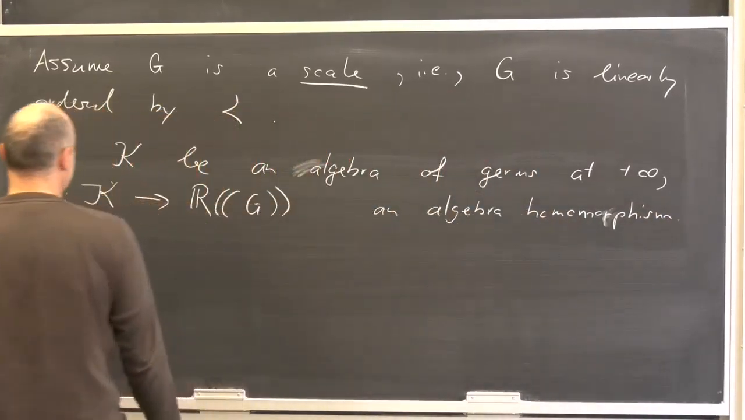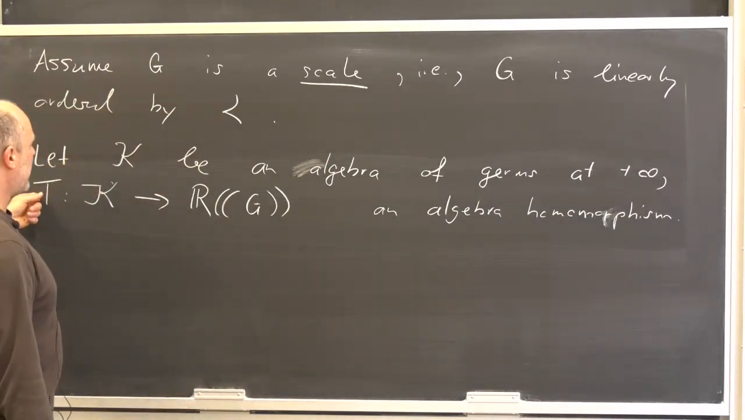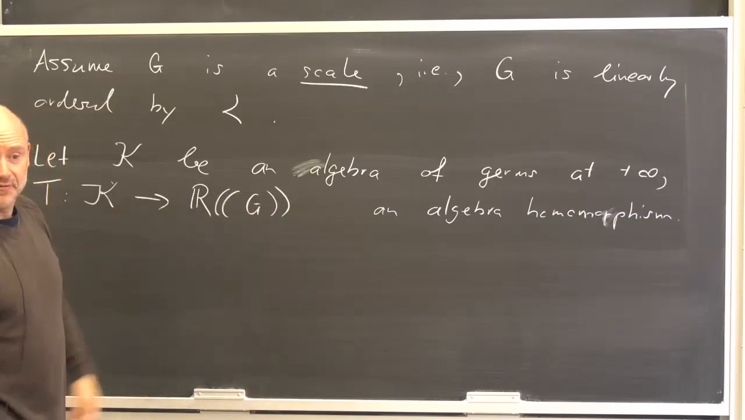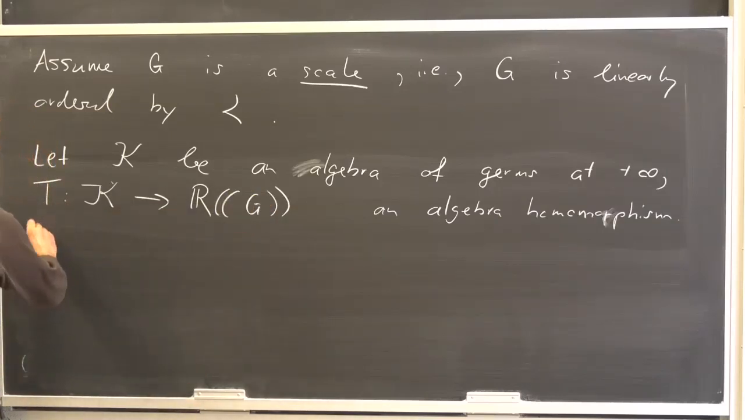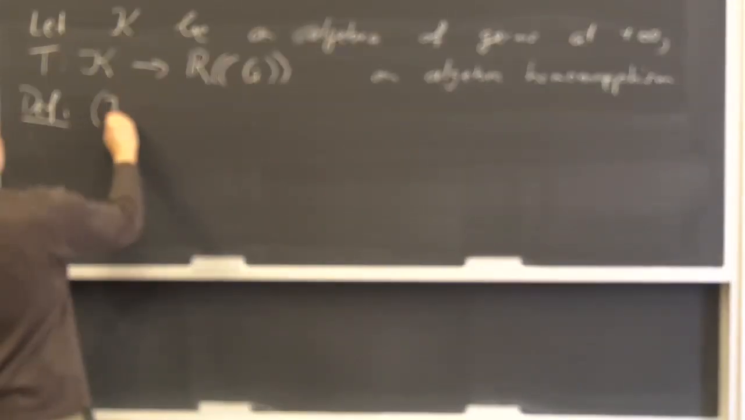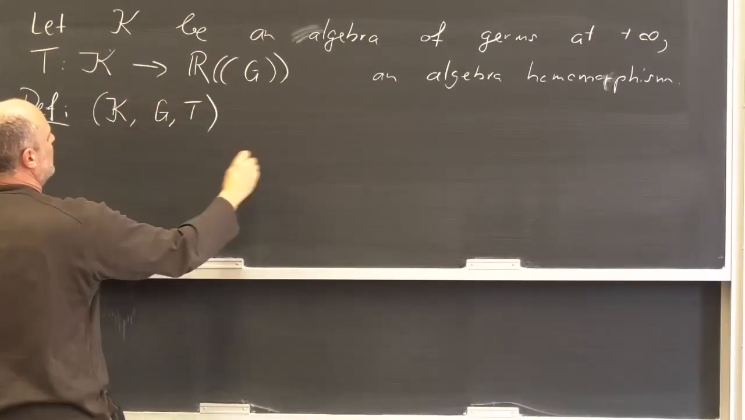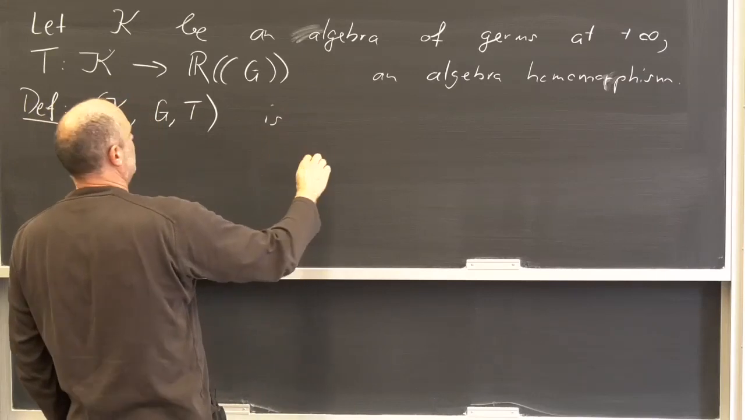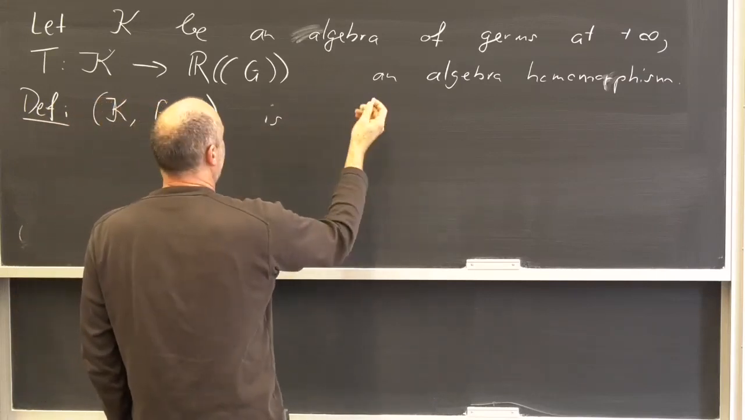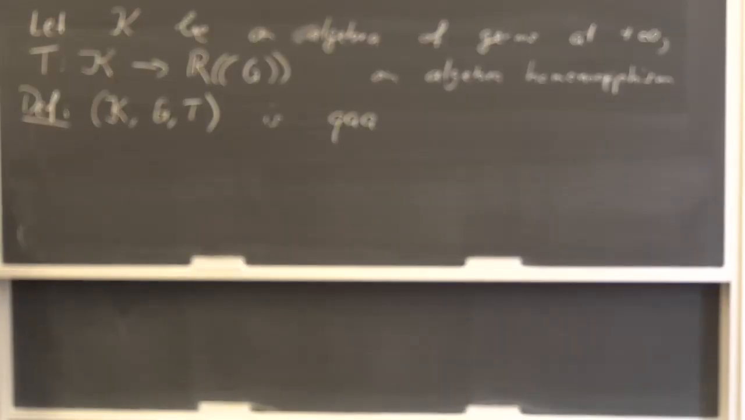Okay, so what matters here is really this K, the T, and the set of monomials. I'm defining the triple K, T, and the set of monomials. That's a terrible term, but it doesn't matter. I just write QAA for quasi-analytic asymptotic algebra.